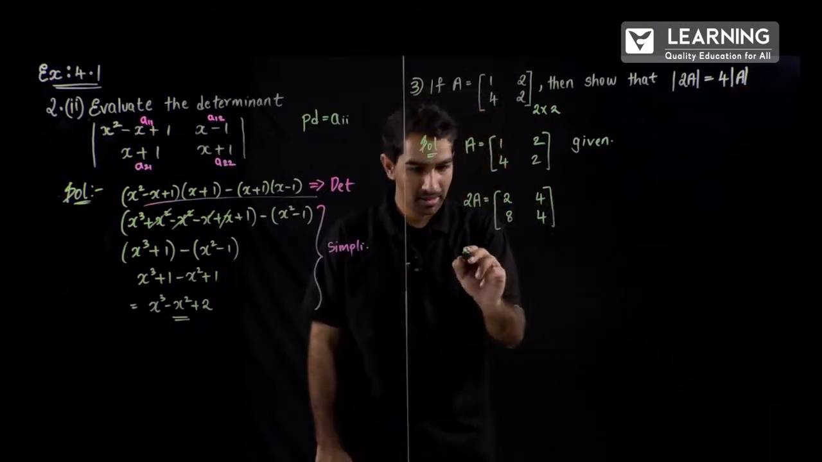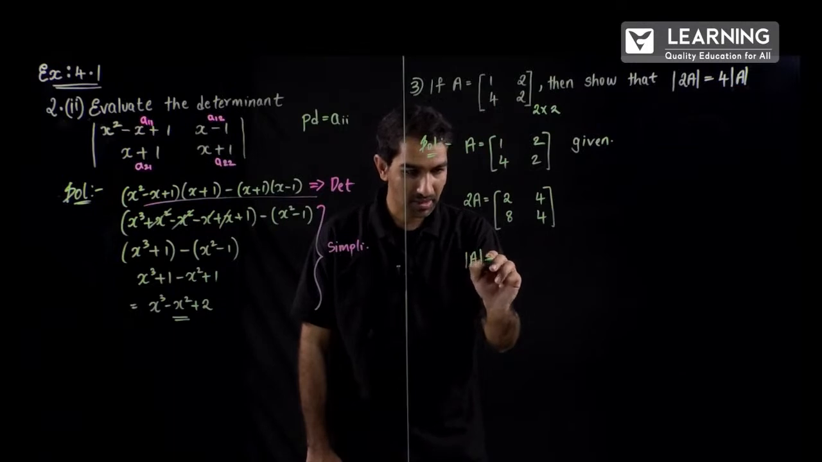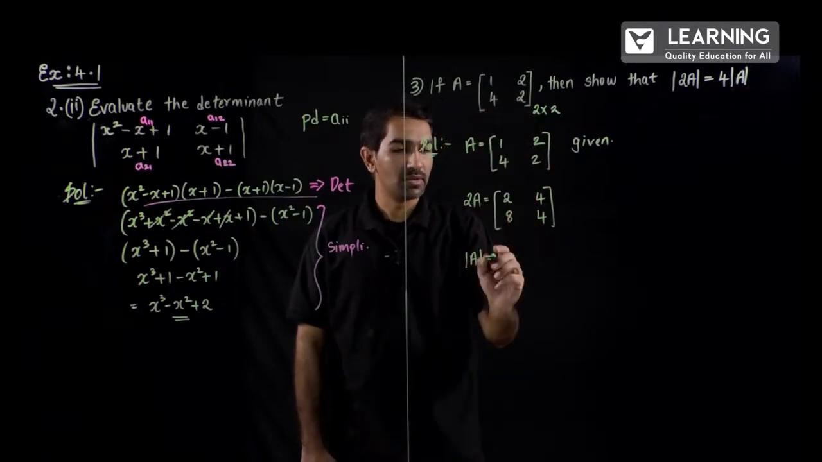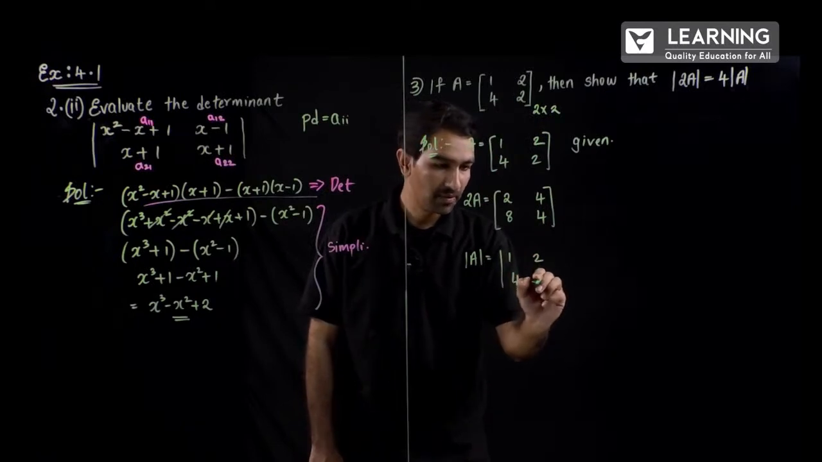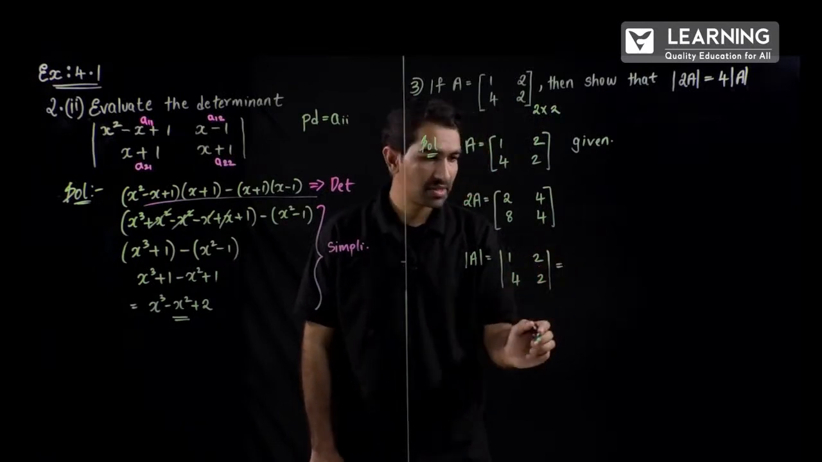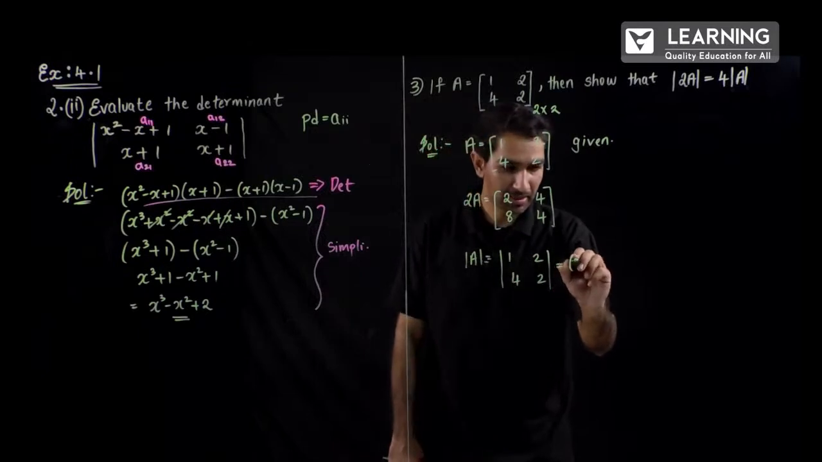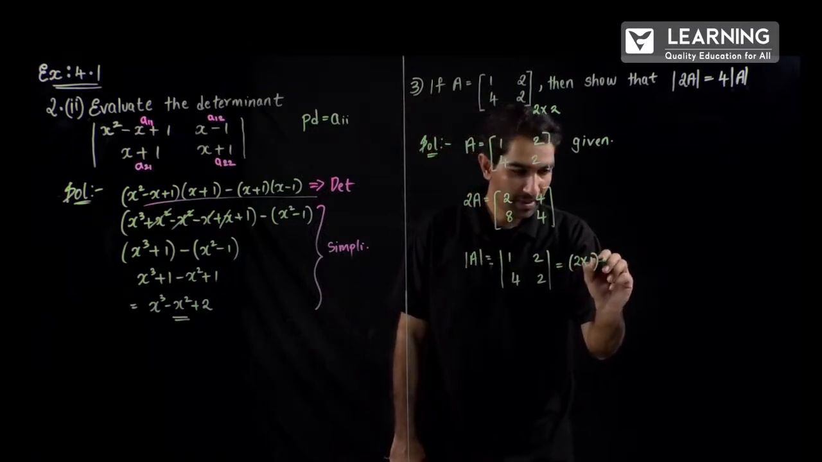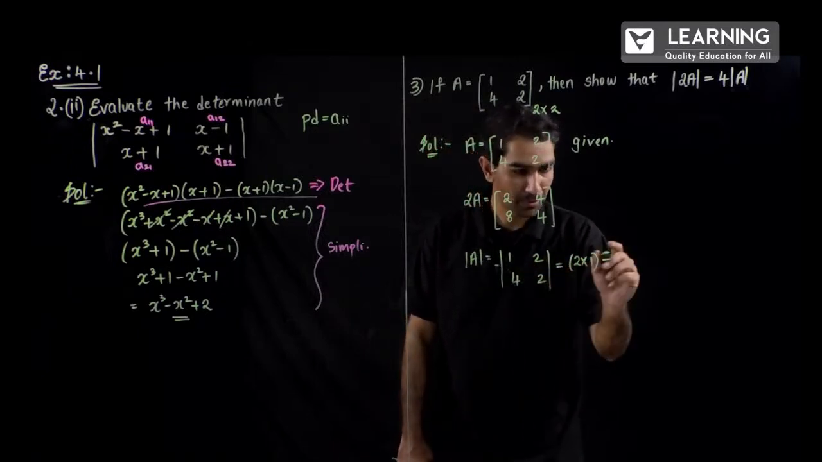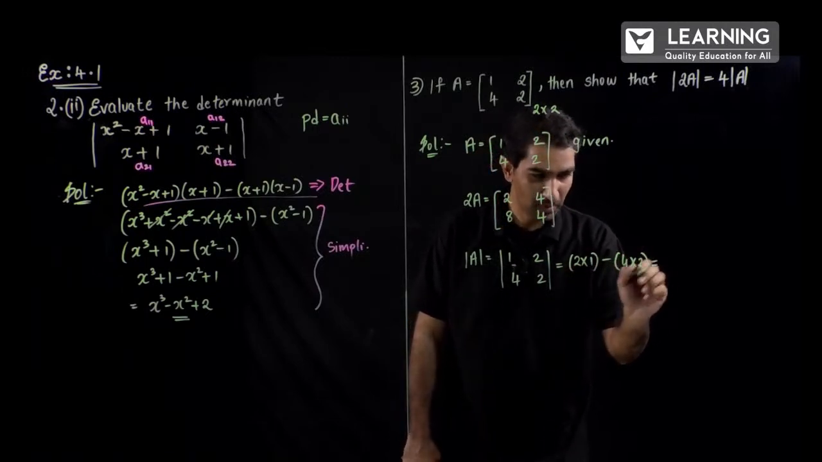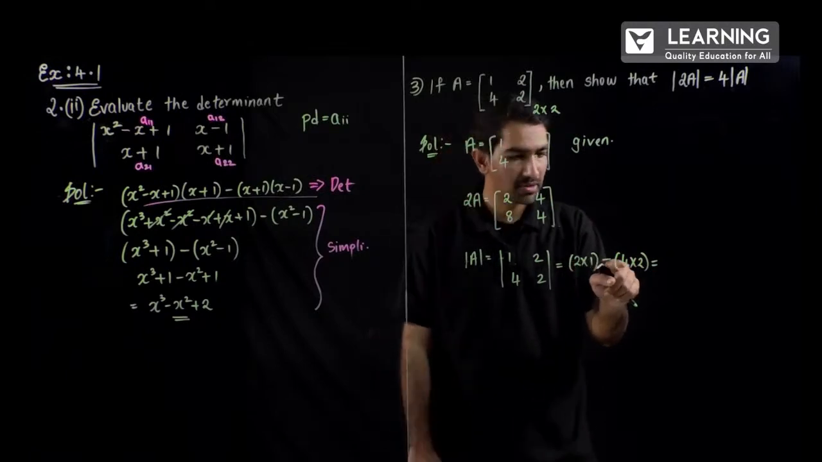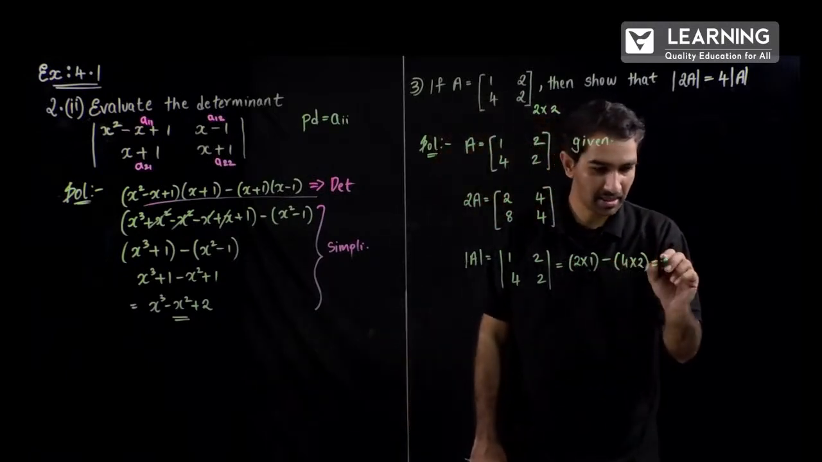Next, what do we want? Determinant of A. So determinant of A equals the determinant of 1, 2, 4, 2. How do we find out the determinant? First the product of the principal diagonal is taken, that is nothing but 2 into 1, followed by a minus sign, followed by the product of the other diagonal, that is nothing but 4 into 2. So 2 into 1 is 2, minus 4 into 2 is 8, so 2 minus 8 is minus 6.